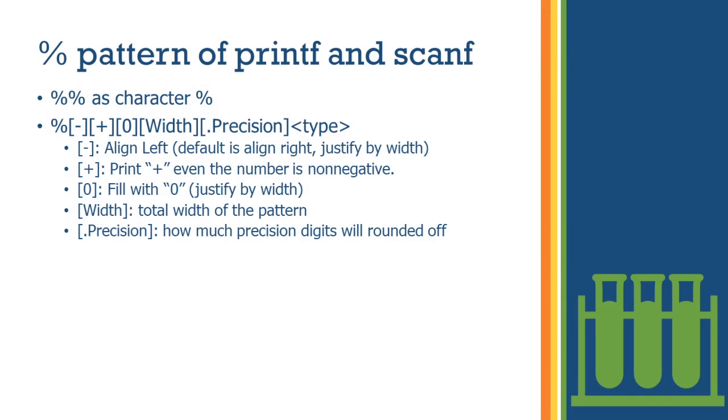And we can see the next. The precision is optional. The precision is a digit after the dot, and it will set up how many precision digits are rounded off. So we also can try this on our program.